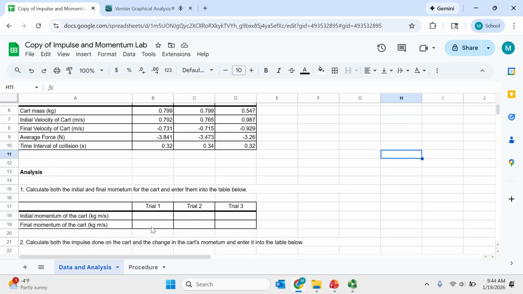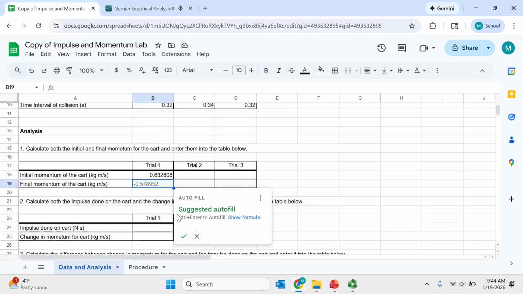So first one, to find the initial momentum of the cart, I'm going to multiply mass and initial velocity. So if I go equals mass times initial velocity, there we go. We have my first value. Now it wants me to copy this equation down.